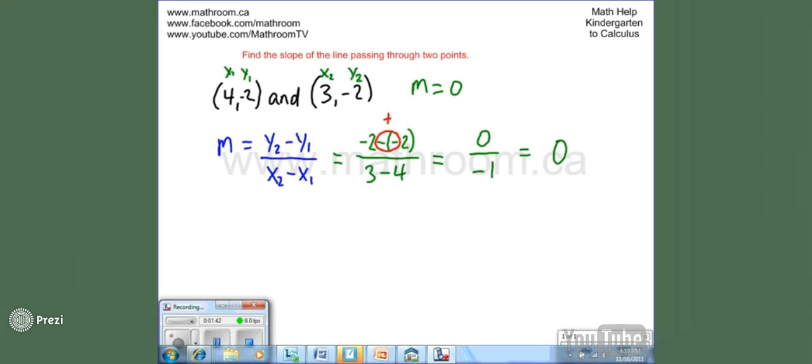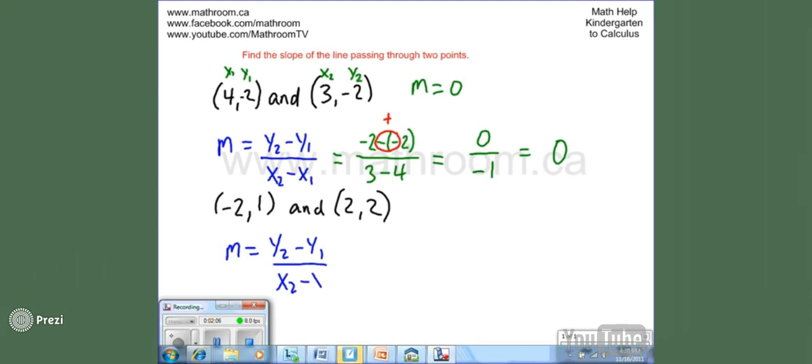The slope of a line is not always 0, so we'll try one with a non-zero slope. Let's find the slope between the point -2, 1 and 2, 2. Okay, so we use the same formula. M equals y2 minus y1 over x2 minus x1. This is the x1 value, x2 value, y1 value, y2 value.